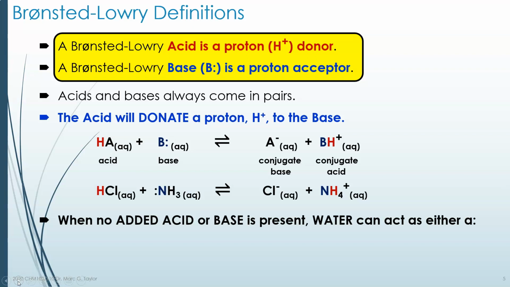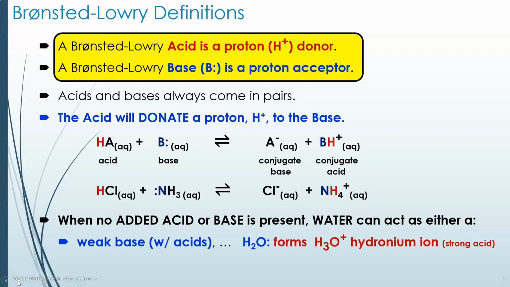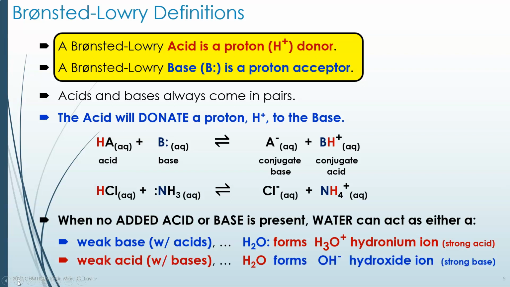And when no specific acid or specific base is added, the water can act as a weak base, picking up a proton to form hydronium ion, which is a strong acid, or the water can act as a weak acid, giving up its proton to form hydroxide ion, which is a strong base. So water is both a weak base and a weak acid, and depending on whether it acts as a weak base or a weak acid, it will form a strong acid or a strong base.